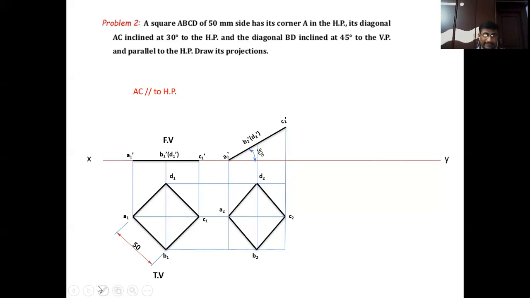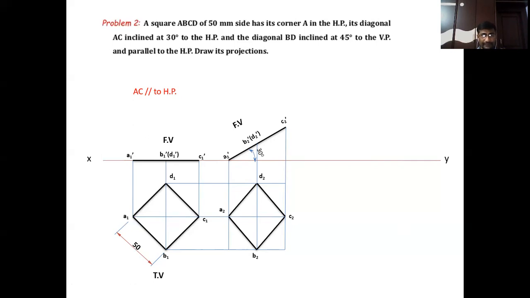This is the second stage top view of a square. It looks like a rhombus. The square looks like a rhombus after rotating 30 degrees with the HP. Clear, students? This is the second stage front view and top view.